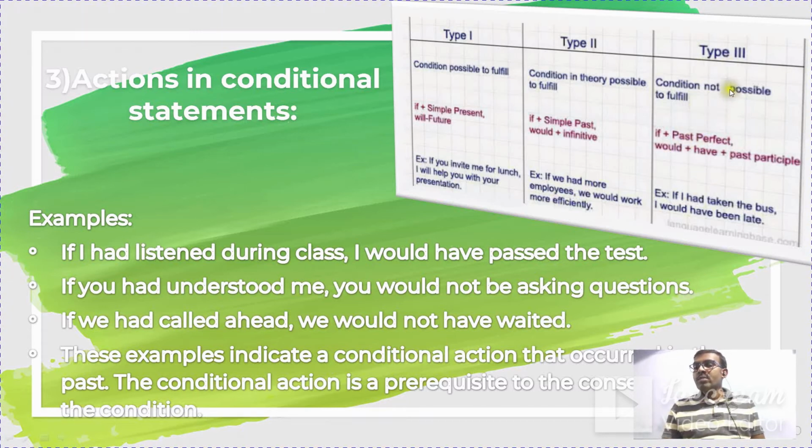If the condition is not possible to fulfill, that is the third condition, we use type 3: if plus past perfect in the subject, and the predicate with would plus have plus past participle. Let us see. If I had taken the bus, that is if plus past perfect, I would have been late. Would have been late: been is the past participle. If I had arrived at the bus station at 8 o'clock in the evening, I would have missed the bus, right? Likewise, we can list examples.